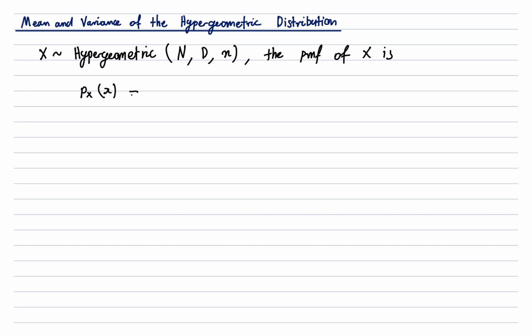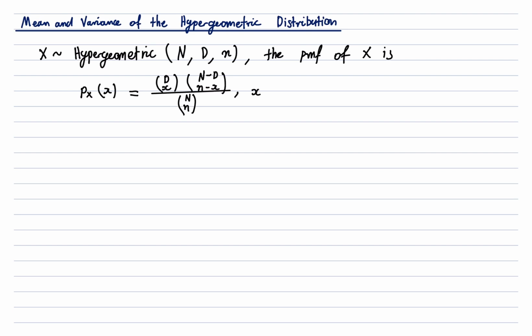P_X of x is equal to D choose x, which is basically the number of ways of selecting x from the defectives, times N minus D choose n minus x, that's saying whatever's left over you're choosing, n minus x, how many ways can you select that from the non-defective population? And of course the final step there is to recognize that we're selecting n: N choose n. How many ways can you select small n from the population of big N?